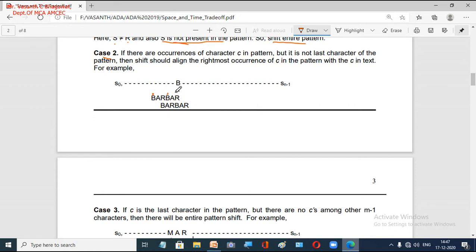Now in that case, if it is not matching and this character is present somewhere else in the pattern, you are going to shift the pattern until it aligns with the rightmost occurrence of C. The rightmost occurrence of this character B in this pattern is this one. So this is at a distance of 2 from R. So we are going to shift this pattern by 1 from here, and 2. So we shift it 2 times. This is the second case.